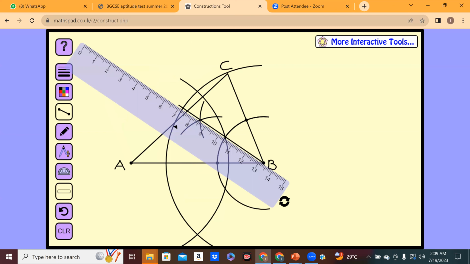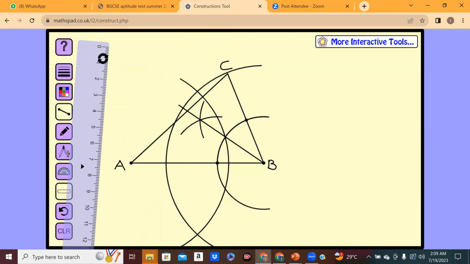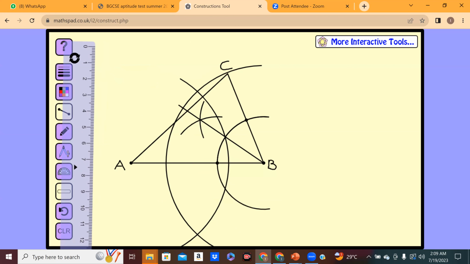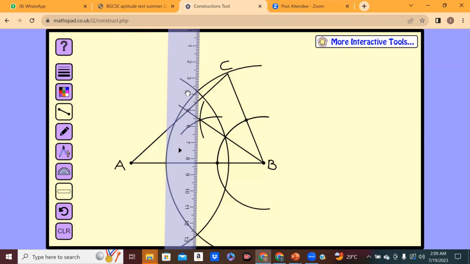So you take your ruler, right? And you're going to draw a straight line that bisects the line. You're going to draw a straight line all the way down, like so. Okay, so let's do that line. We have this one right there. So let's go.